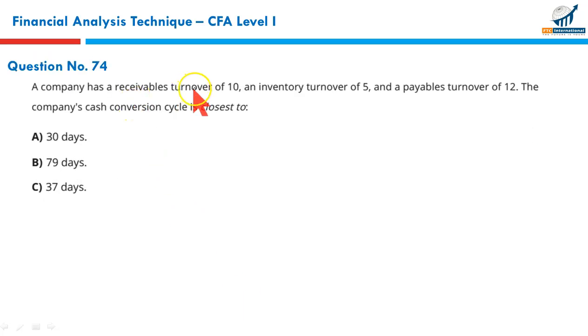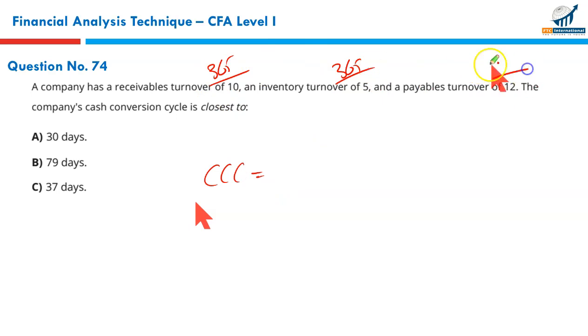A company has a receivable turnover of 10, inventory turnover 5, payable turnover 12. What is the company's cash conversion cycle? Wallah Azim. Repeatedly same things, but nonetheless nothing wrong with it. It will only refine your speed and accuracy. Don't take it negatively. Many students don't practice much. They believe that reading books would be sufficient. They must suffer. They must suffer. And they do.